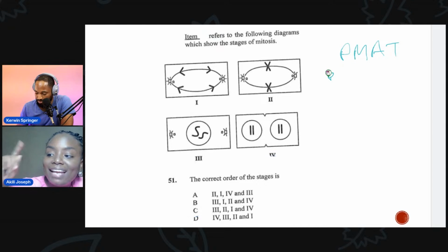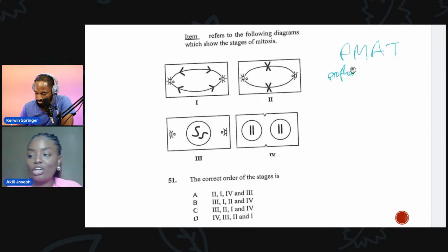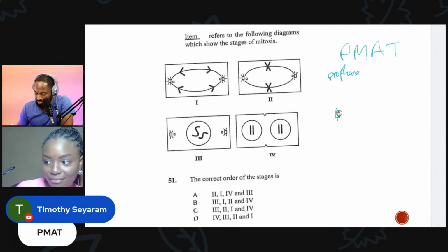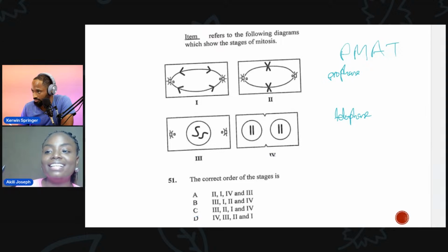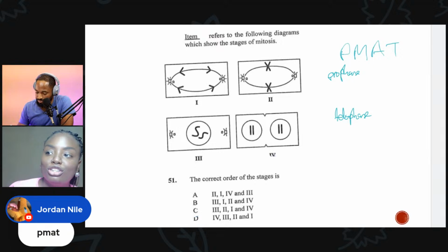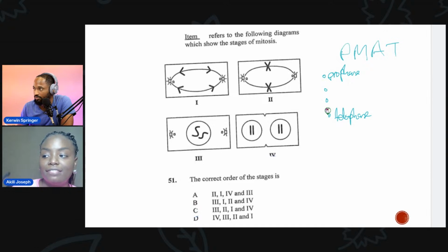Arissa put a comment in the chat, IPMAT. The I, interphase, is not a stage in mitosis. Interphase is what the cell is in between mitotic events. So if you have to give the stages of mitosis specifically, you talk about prophase, metaphase, anaphase, and telophase.